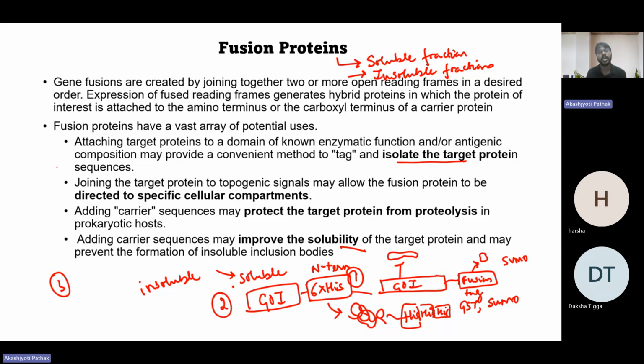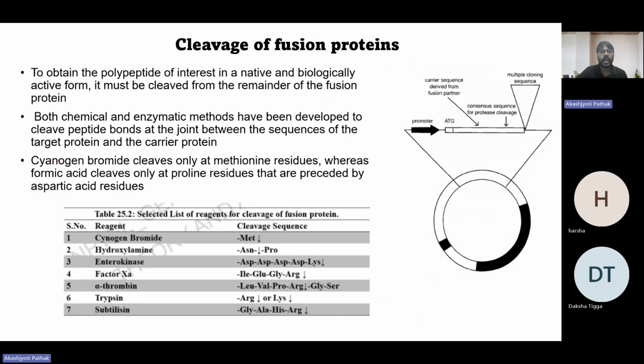So first is, if you want to make your protein soluble, then you can add this SUMO tag, or you can add this GST tag. Then there are other different types of tags which you can use. Then if you want to purify your protein, then you can add this 6x histidine tag, or even if you add GST tag, then you can go for GST column purification. Okay, and if you want to protect the target protein from proteolysis, then you can add some carrier sequences.